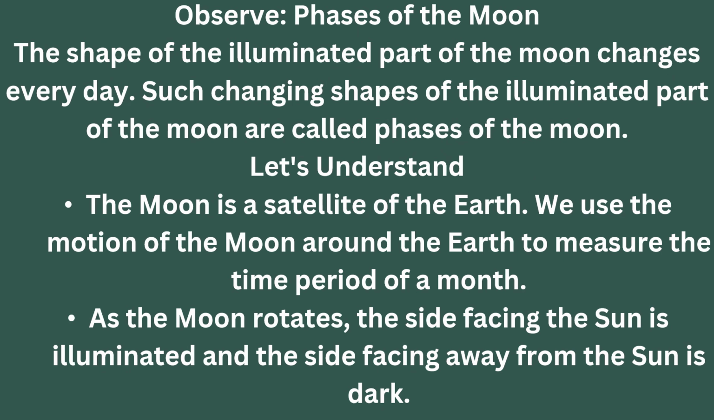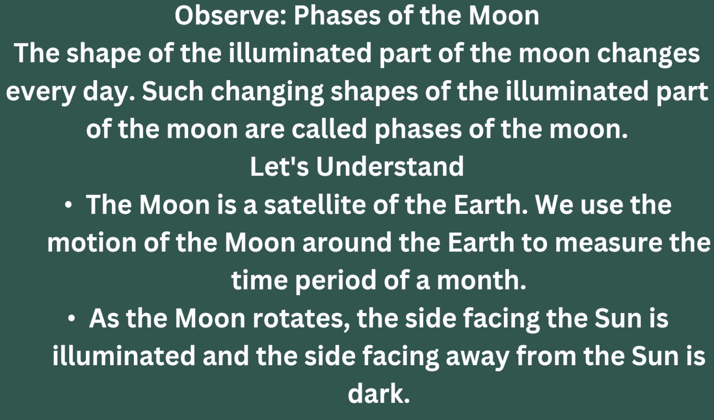Now we learn about phases of the moon. The shape of the illuminated part of the moon changes every day. Means the moon is not in a circular shape every day. Every day you will see a different phase, a different shape of the moon. The moon is a satellite of the earth, and it gives us some amount of light.